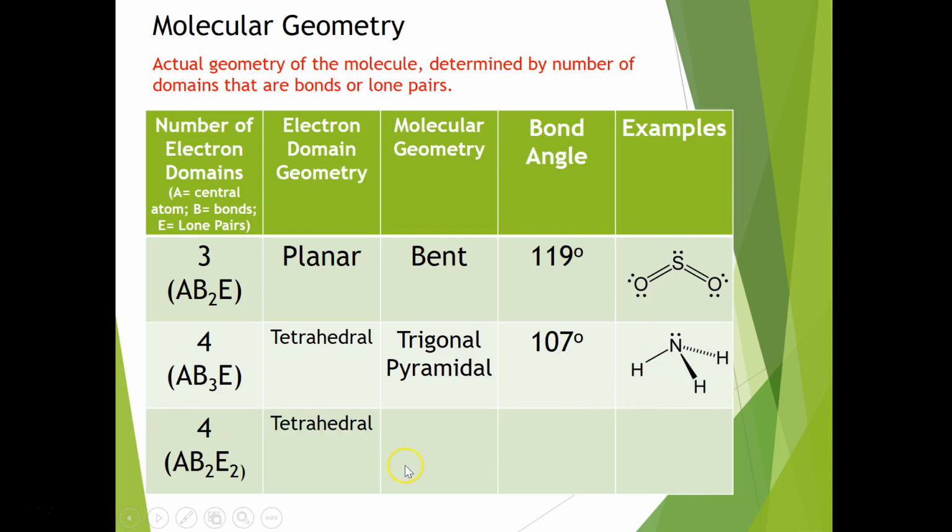And finally, if you have 4 electron domains with 2 lone pairs, the domain geometry will be tetrahedral, but the molecular geometry will be bent. Now, we notice here we had the bent geometry from the planar electron domain geometry, which had a bond angle of 119. But because the molecular geometry bond angle comes from the electron domain geometry, this bent shape will be slightly less than 109.5. If we add 1 lone pair, it becomes 107. If we add 2 lone pairs, the bonds get squeezed a little bit more, and so the bond angle becomes 104.5 degrees. And a classic example of that is water.